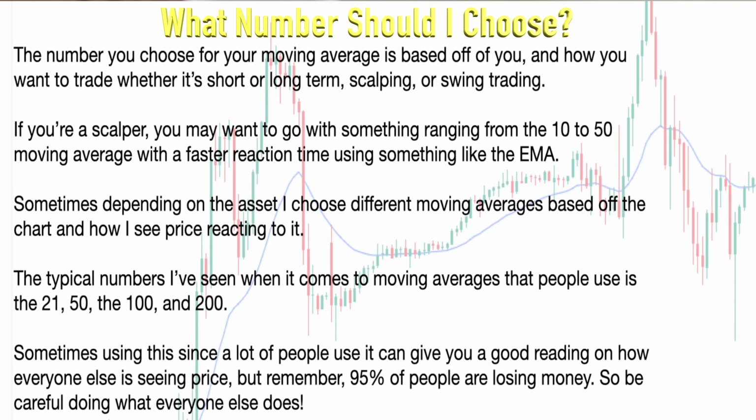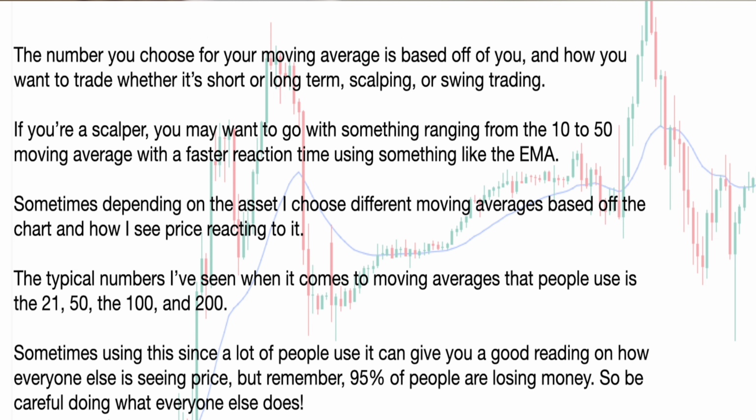And number 4, what moving average should you choose? The number you choose for your moving average is based off of you and how you want to trade, whether it's a short-term or long-term or swing trade. If you're a scalper, you may want to go with something like the 10 to the 50 moving average, and you may want to use a faster reacting moving average like the EMA.